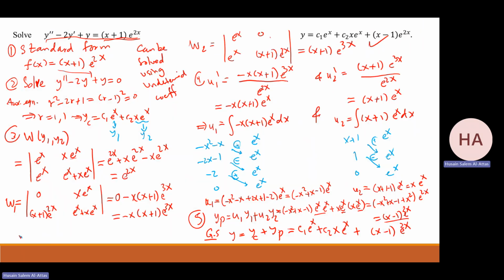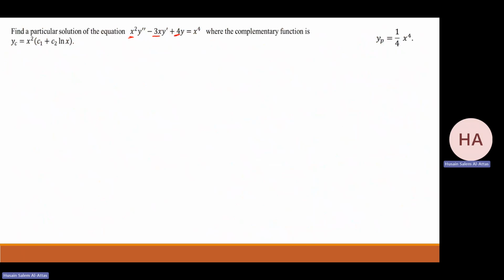So he gave me, I don't know how to solve this according to the course. Actually, it's Cauchy-Euler where it can be solved easily, as a homogeneous equation, I mean. But he gave me YC. So he gave me Y1 and Y2. This is what I need. He said the complementary function is this, which is the solution of the homogeneous.